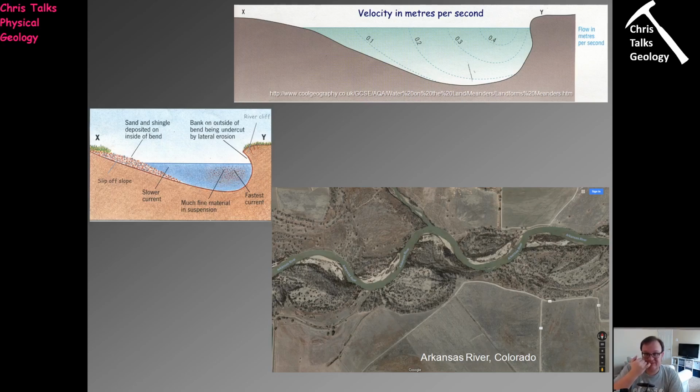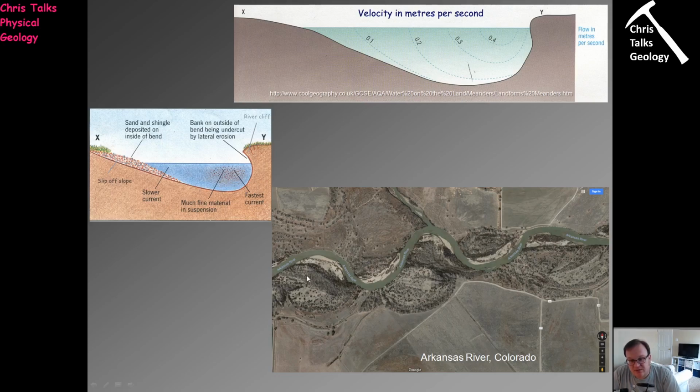So if we focus in on meanders for just a second and have a look at how the velocity is distributed, this is the situation. Let's look at this very simplistic diagram here. On the outside of the meander, the water moves fastest, so that's where we have the highest energy and therefore the ability to erode the river's banks. In contrast, on the inside of the meander, the water will naturally slow down, and that is where we'll get deposition taking place.